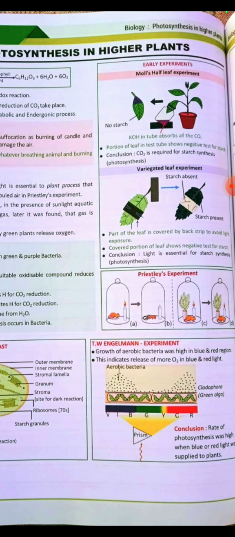Next, T.W. Engelmann's experiment. Growth of the aerobic bacteria was high in the blue and red region. This indicates the release of more oxygen in red and blue light. Next we have Cladophora, green algae.